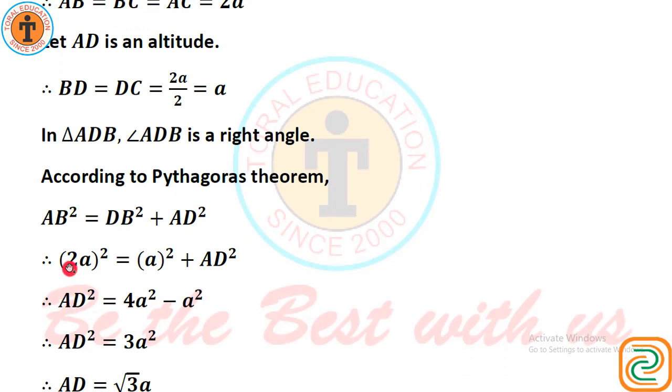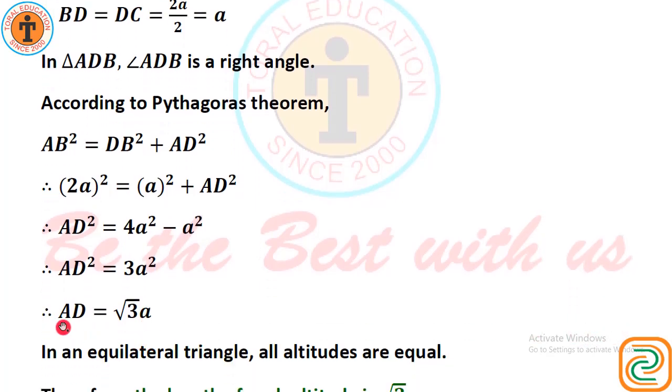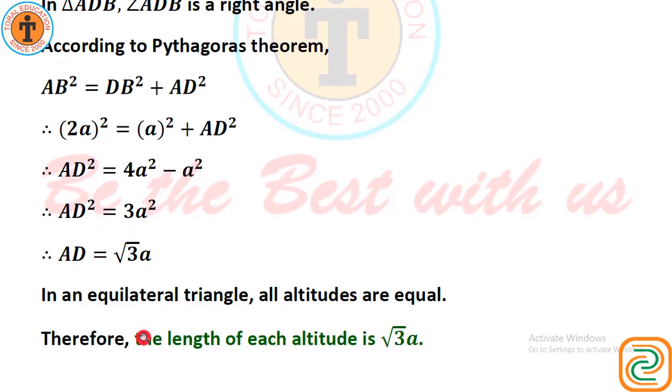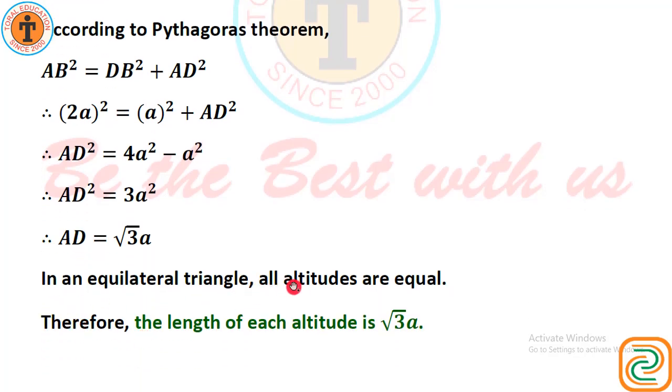Look at here. (2A) square, that means 4A square minus A square, that is 3A square. AD square equals to 3A square. Then AD equals to root 3A. Because we have taken the square root of AD square, we should take the square root of 3A square. In an equilateral triangle, all altitudes are equal, right? Therefore, the length of each altitude is root 3A.